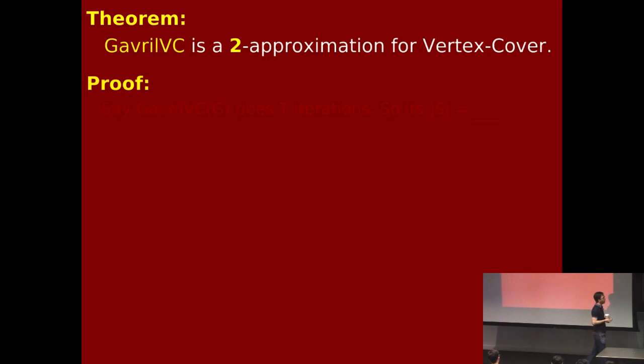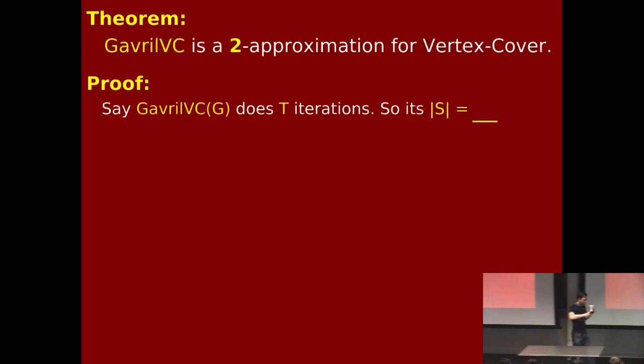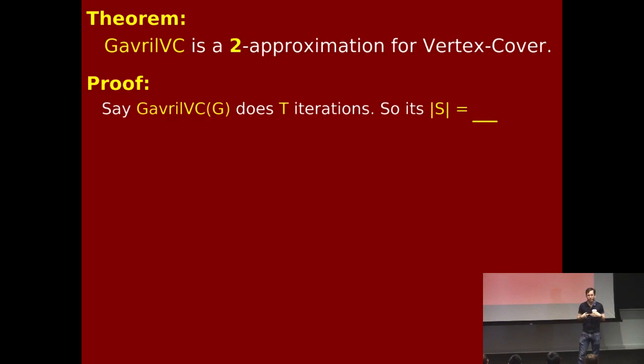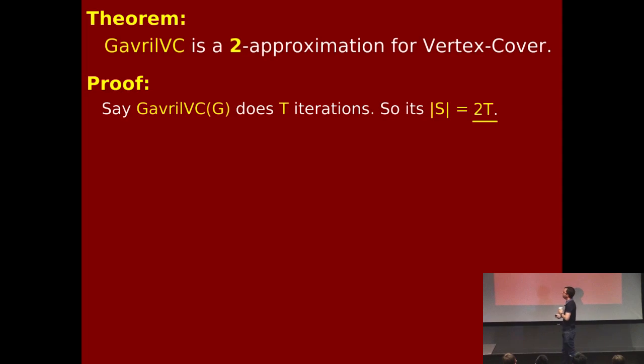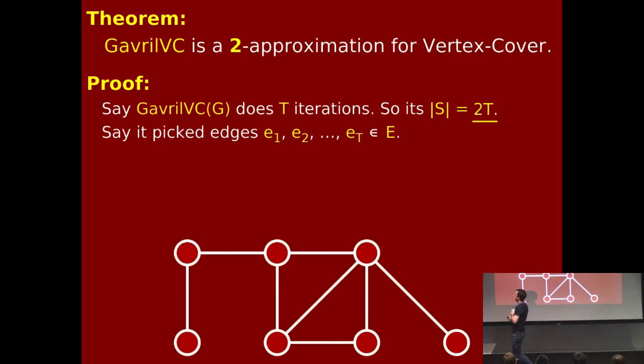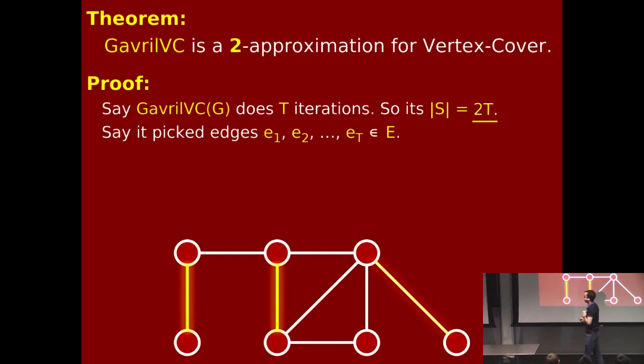OK, so how does the proof go? So let's imagine this Gavril algorithm. And let's say the overall loop goes t times. Then what is the size of the vertex cover output at the end? 2t, right? Because every single iteration, it takes both vertices in the edge, exactly 2 new vertices. So it puts 2t vertices into its set. OK, so let's just give names to the edges it picked. Let's just call them E1 up through Et. So that's E1, E2, E3 in our example.